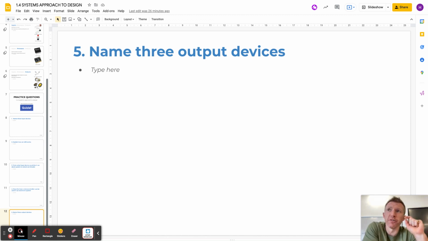So 3 output devices. We're talking here about a motor, an LED or a bulb, because they are different components, but they do the same thing. You could say a buzzer or a speaker. Yeah, 3 of those. If you want to really show off, give 4. If you're not sure, you're not going to lose marks for giving more than you need to.